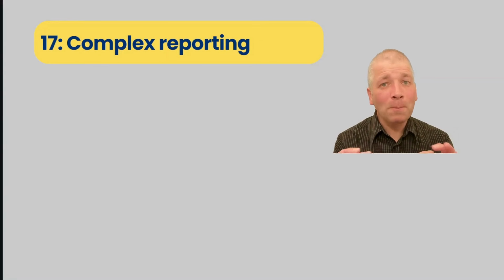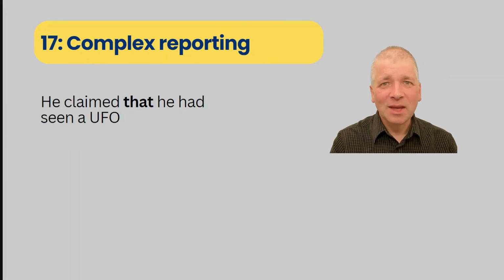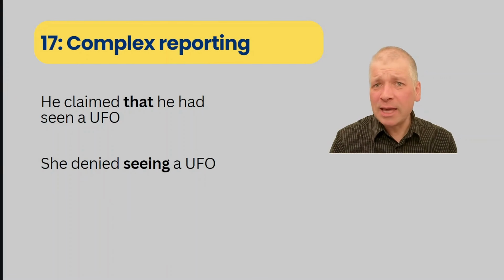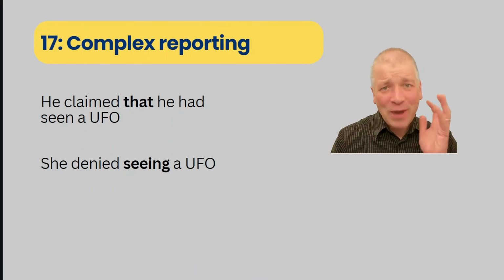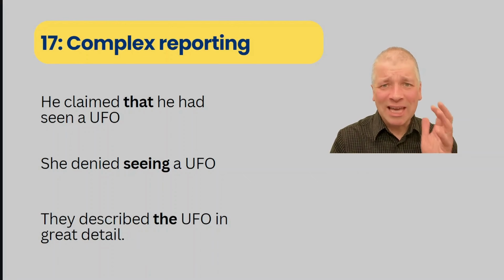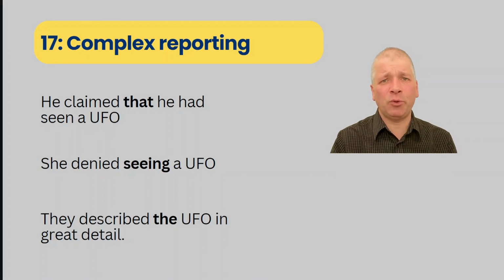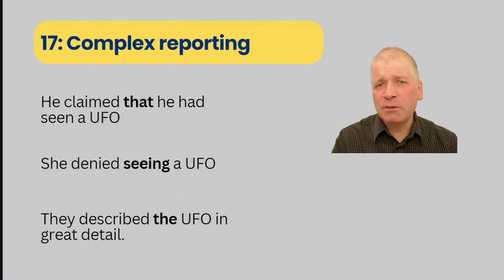17 is complex reporting. Compare the following. He claimed that he had seen a UFO. She denied seeing a UFO. They described the UFO in great detail. Here we have 3 different reporting verbs: claimed, denied, and described. But the grammar that goes after these verbs is different every time.